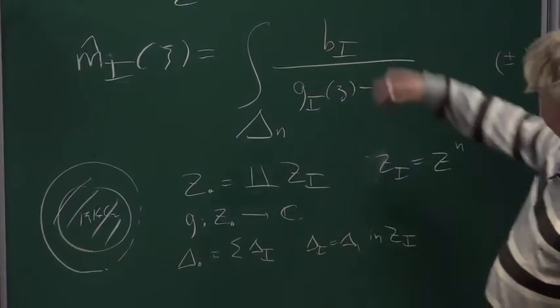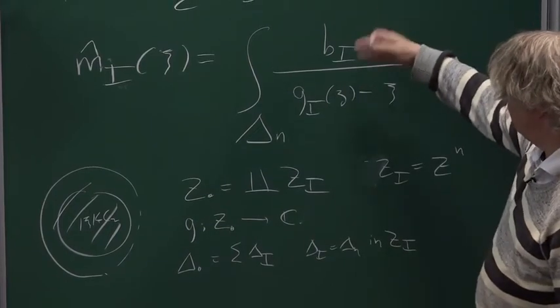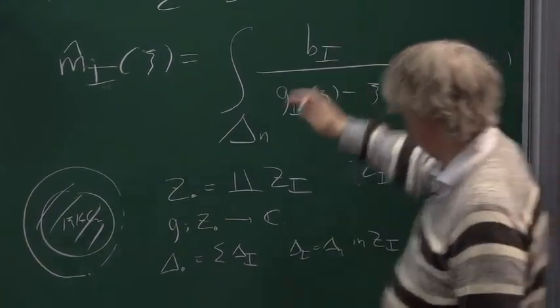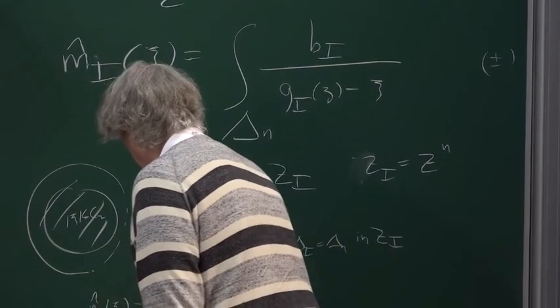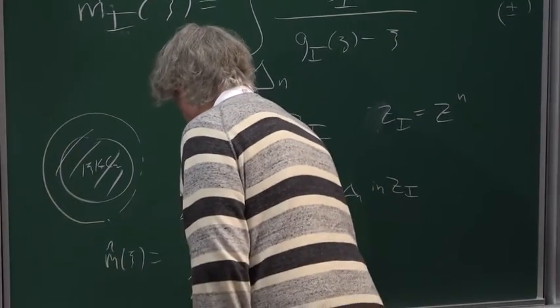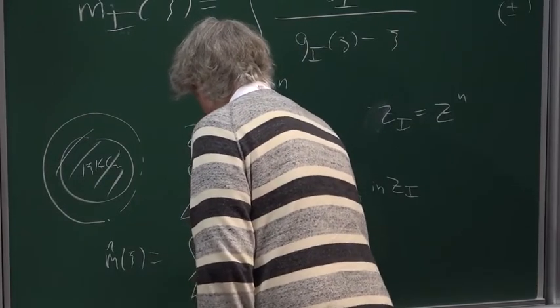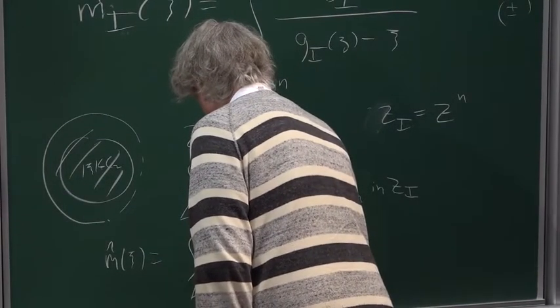So we can just write this whole integral as a formal sum. It's just an integral over a single cycle. So we can write m hat in a formal way. And m hat of xi is just the integral over delta dot of b divided by g minus xi.